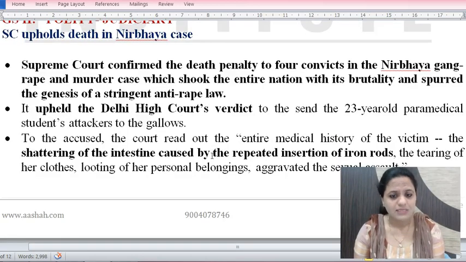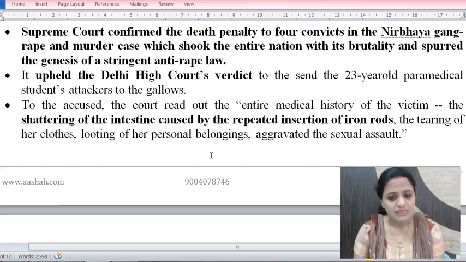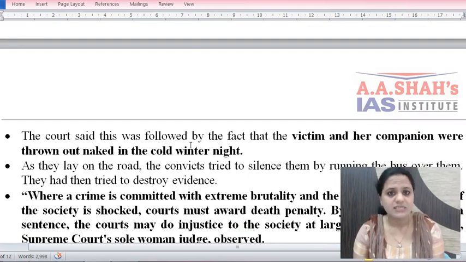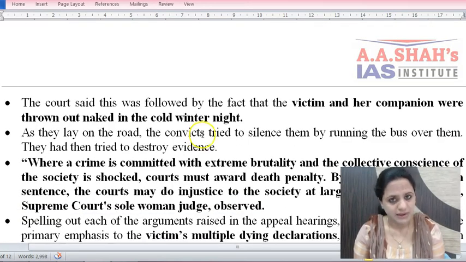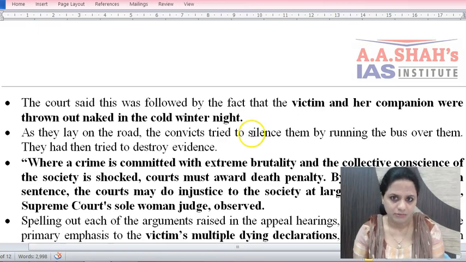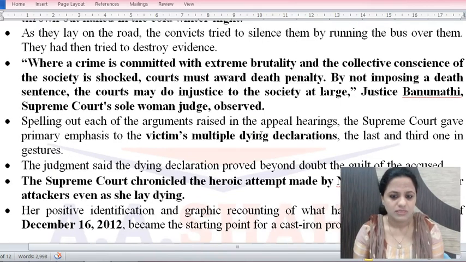This was a brutal incident in which iron rods were inserted into the young girl and this shattered her intestines. She struggled for survival and eventually died in a Singapore hospital. Even then, at that time too, she had recognized the accused here, even through sign language. Even after this brutal incident, the accused left the victim and her companion naked on a cold winter night out on the road. So this was the case.